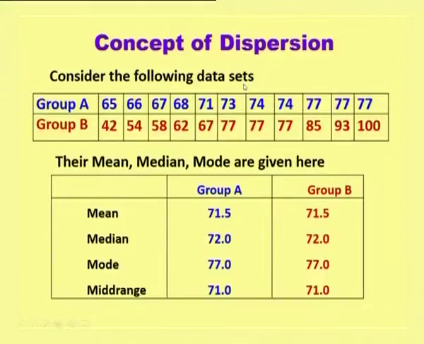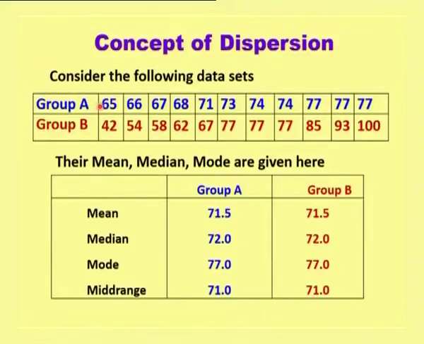Now, let us consider the following data set. There are 2 groups given, group A and group B, and for group A the values are like 65, 60, and so on. And as far as group B, these are the values. Now, if you calculate the mean, the median, the mode and the mid range for groups A and B, you can see all the values are the same.